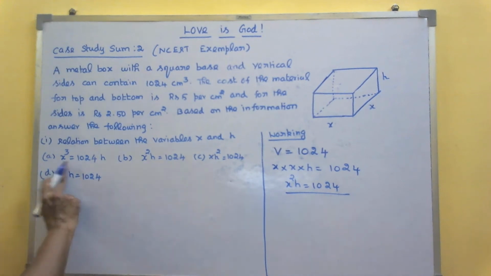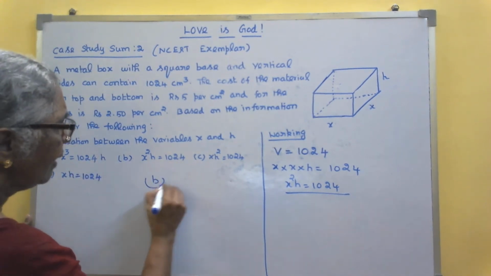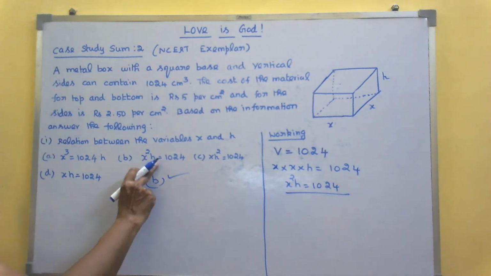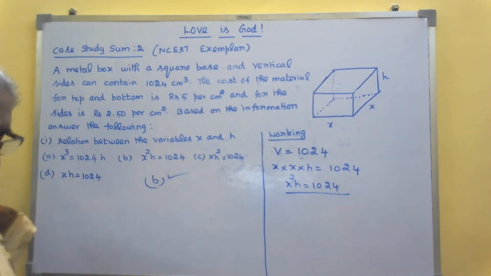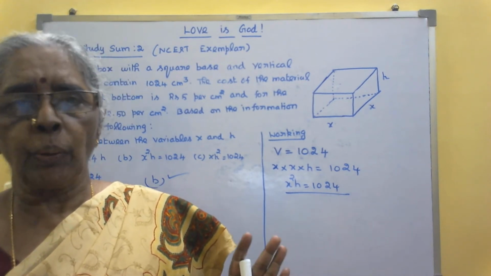So here, let us check the options. The option B, that is the correct one, x squared h is equal to 1024. So the first is very simple. Hope you understand this.